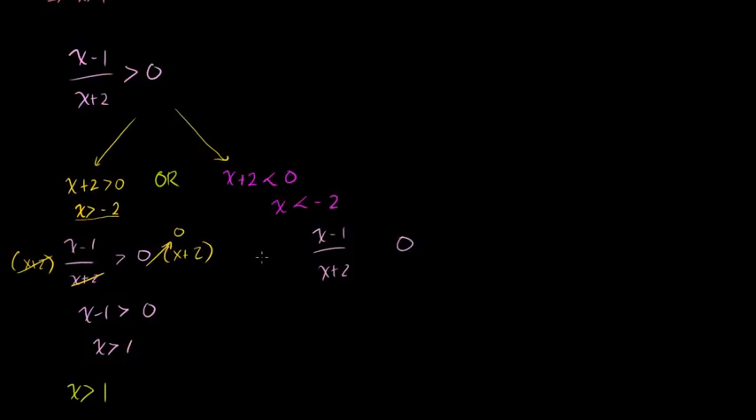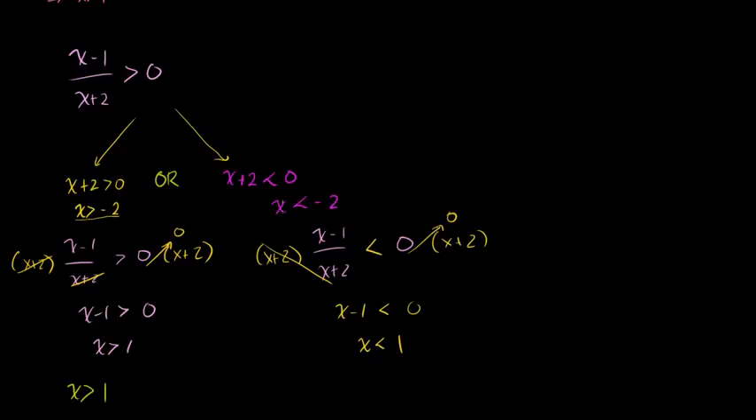Now if we multiply both sides by x plus 2, x plus 2 is a negative number. When you multiply both sides of an inequality by a negative number, you have to swap the inequality. So this greater than sign will become a less than sign, because we're assuming that x plus 2 is negative. These cancel out. 0 times anything is 0. And we get that x minus 1 is less than 0. Solving for x, adding 1 to both sides, x is less than 1.